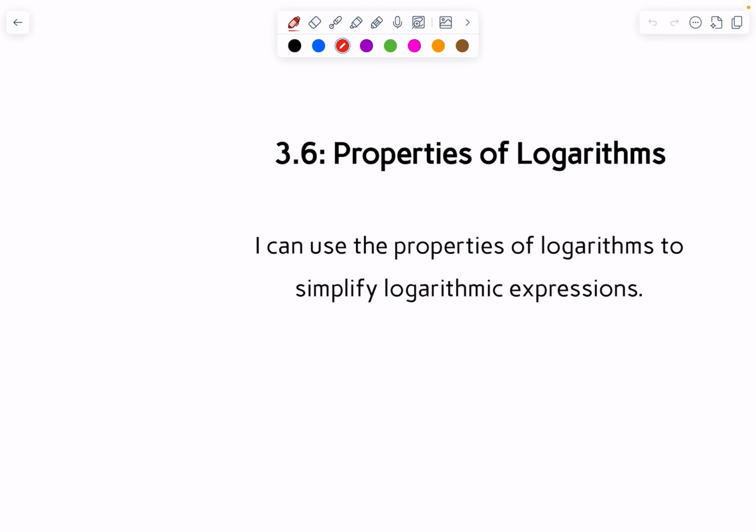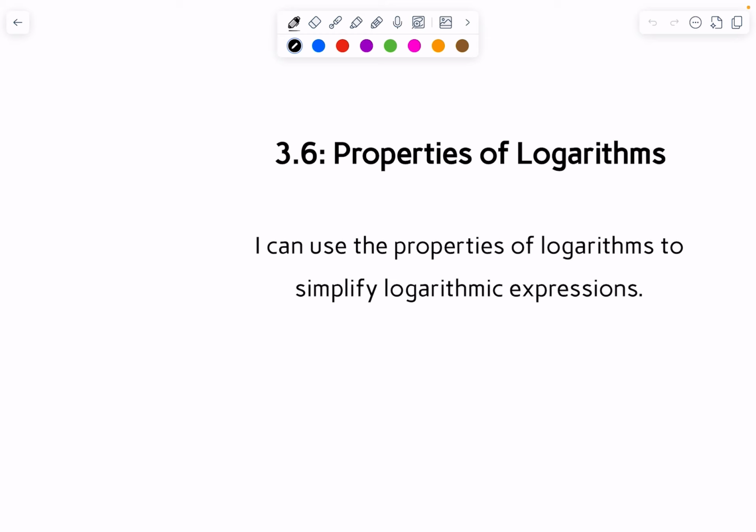Alrighty everyone, this is our 3.6 video for properties of logarithms. So you should already know a little bit about logarithms and have done the introduction to logarithms as you are watching this video. You should recognize that logarithms and exponentials are inverse functions, and you can use that idea to convert between exponential and logarithmic form. We're going to use those same ideas today as we work on the learning target.